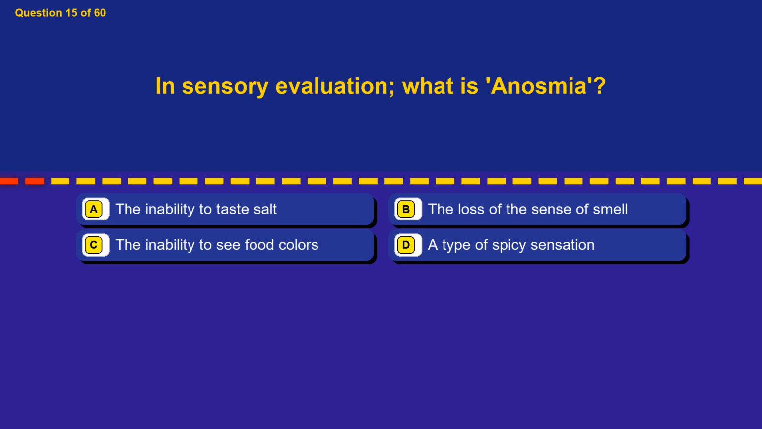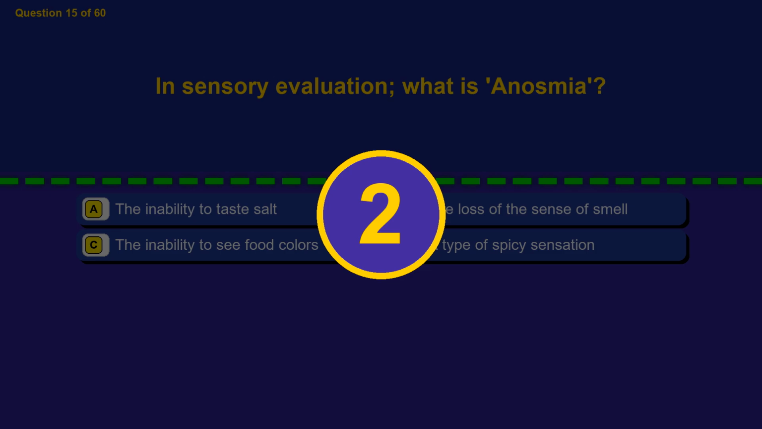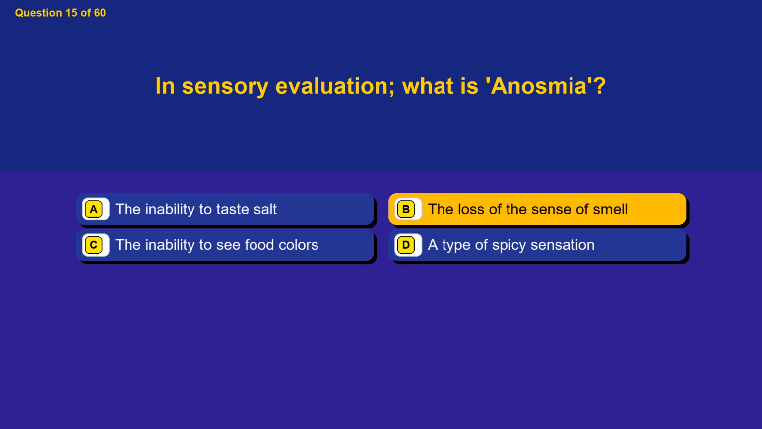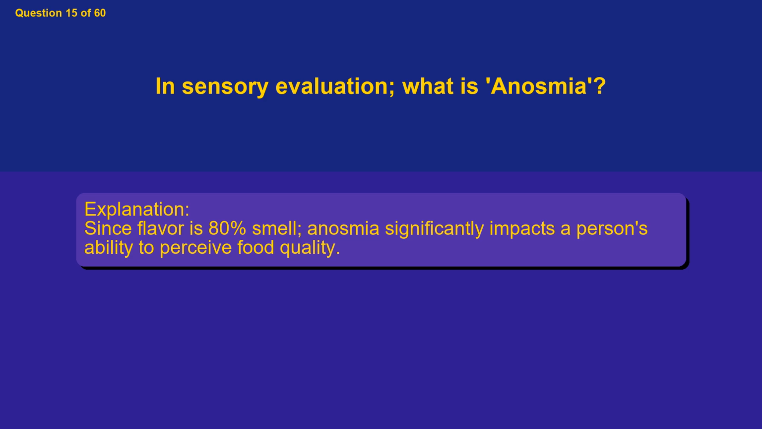Question 15. In sensory evaluation, what is anosmia? Option A, the inability to taste salt. Option B, the loss of the sense of smell. Option C, the inability to see food colors. Option D, a type of spicy sensation. The correct answer is option B, the loss of the sense of smell. Since flavor is 80% smell, anosmia significantly impacts a person's ability to perceive food quality.